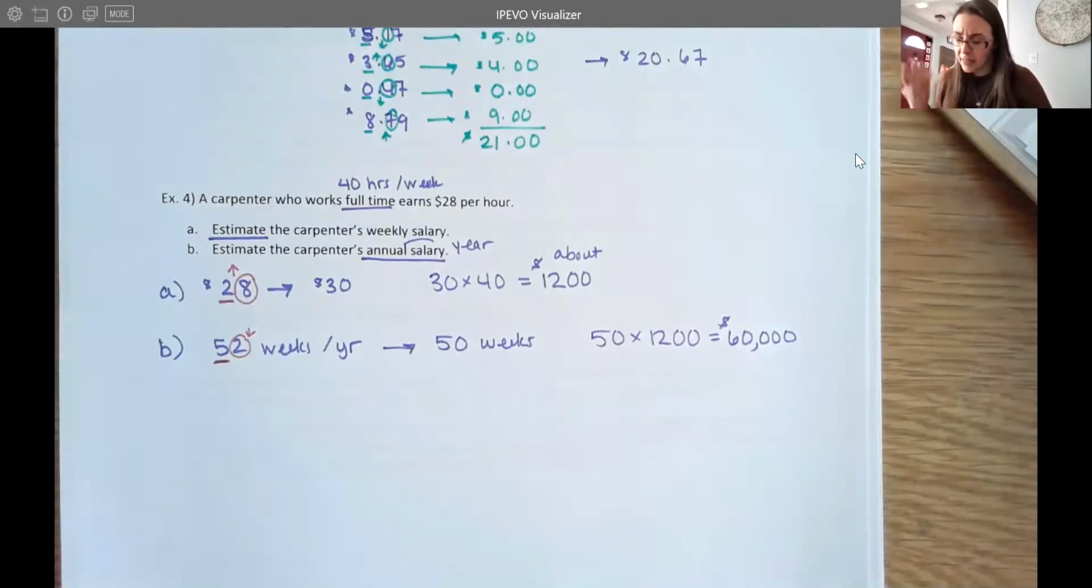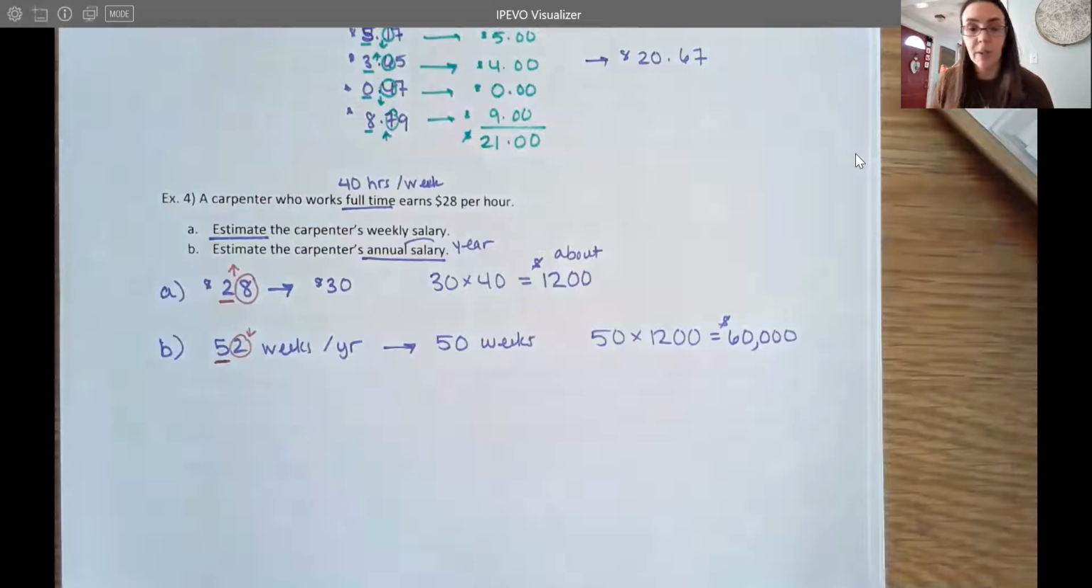And again, these are estimations. We could always find the exact amount by taking out a calculator or doing some work by hand, but estimating is supposed to be a quick, easy way for us to figure that out. So we have some estimates about what this carpenter can expect for his salary.